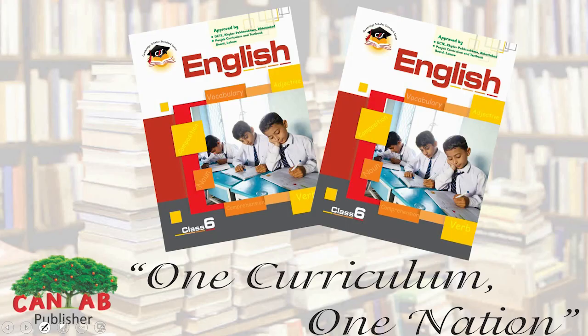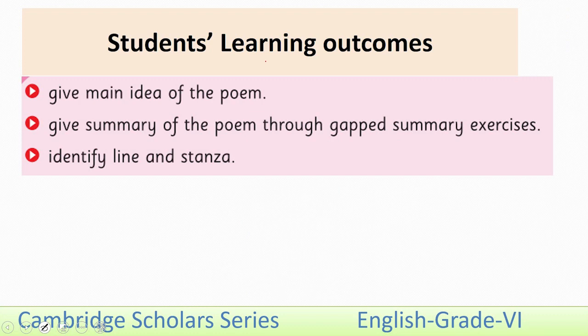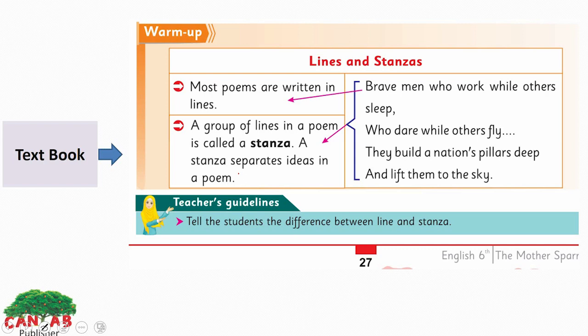Before starting the lesson, dear students, you must have with you class 6 English textbook. We are going to start our lesson from unit 3, The Mother Sparrow. SLOs of this lesson are: give main idea of the poem, give summary of the poem through gapped summary exercises, identify line and stanza. Before starting the poem, The Mother Sparrow, we will have a warm-up activity here.